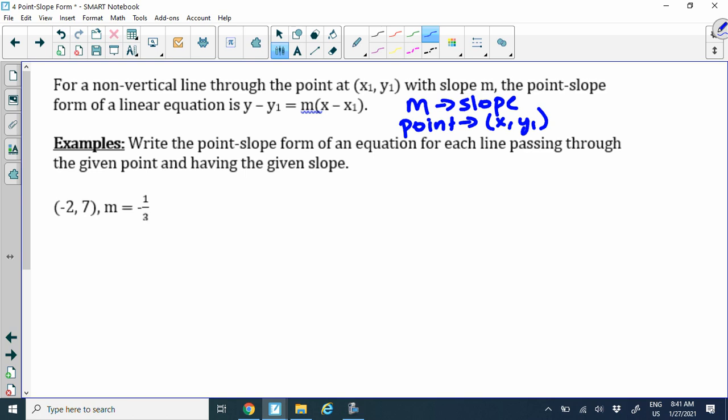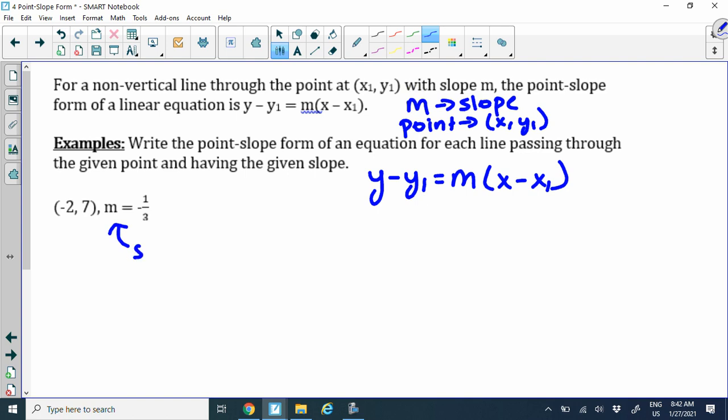Okay, let's look at our first example. We're going to write the point-slope form. So I'm going to write the general form. So y minus y sub 1 equals m times x minus x sub 1. Okay. So we're going to write it in point-slope form of an equation for each line passing through the given point and having the given slope. So we have negative 2, 7, and then m, which is our slope, equals negative 1/3.